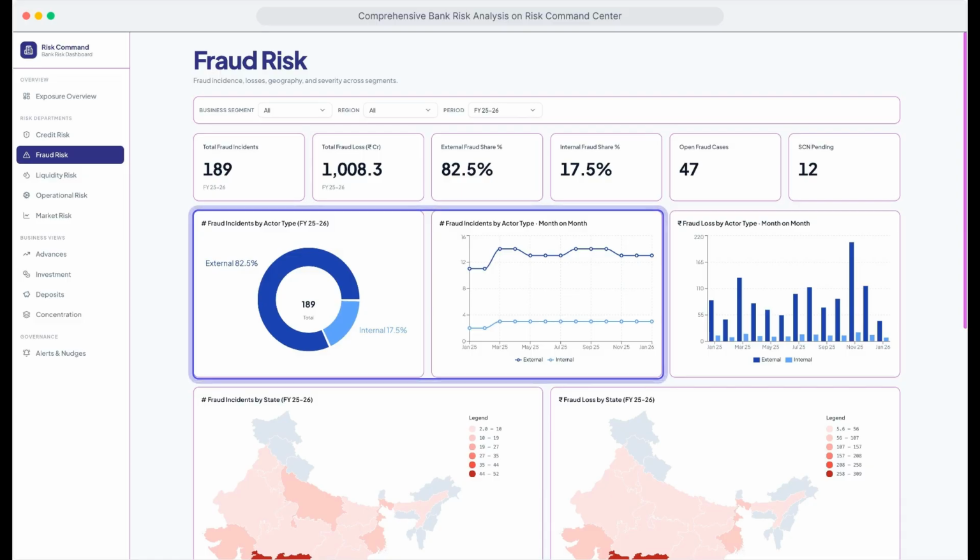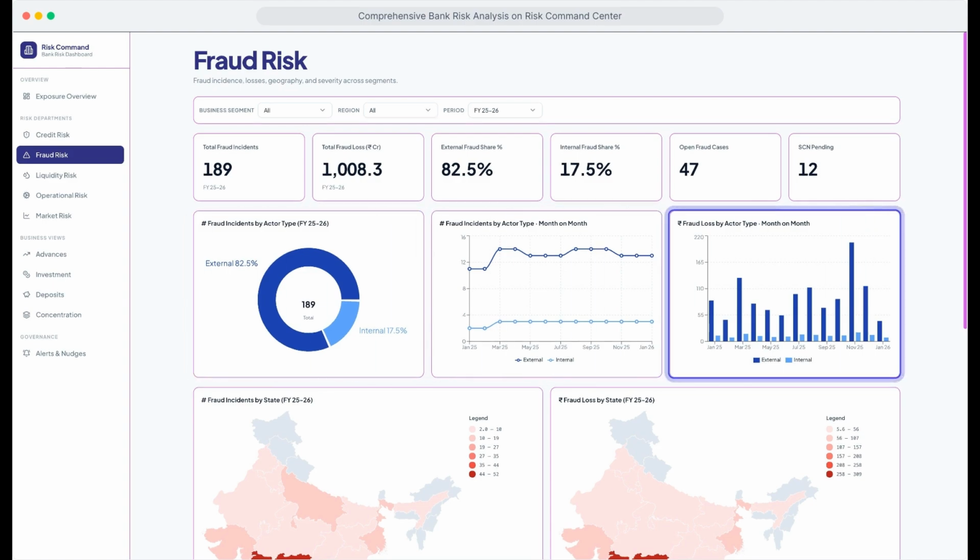The month-on-month trend helps users identify whether fraud incidents are stable, rising, or showing sudden spikes. If external fraud increases sharply in a particular month, the bank can investigate whether the increase is linked to a specific product, region, channel, or branch cluster.